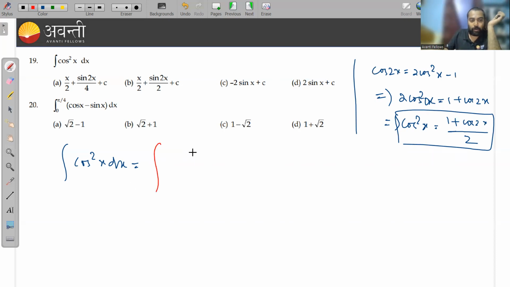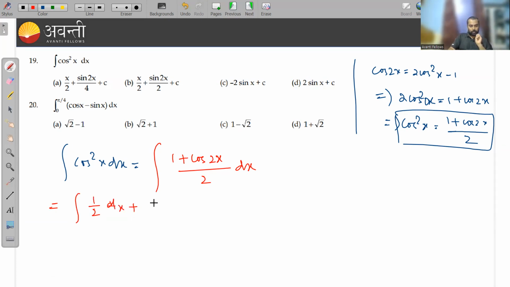Okay, so now in place of cos square x we can write 1 plus cos 2x divided by 2 with respect to x. Now see, this can be written as integration of 1 by 2 dx plus integration of cos of 2x by 2 dx. Okay, so from here also we can verify or we can simplify. How?